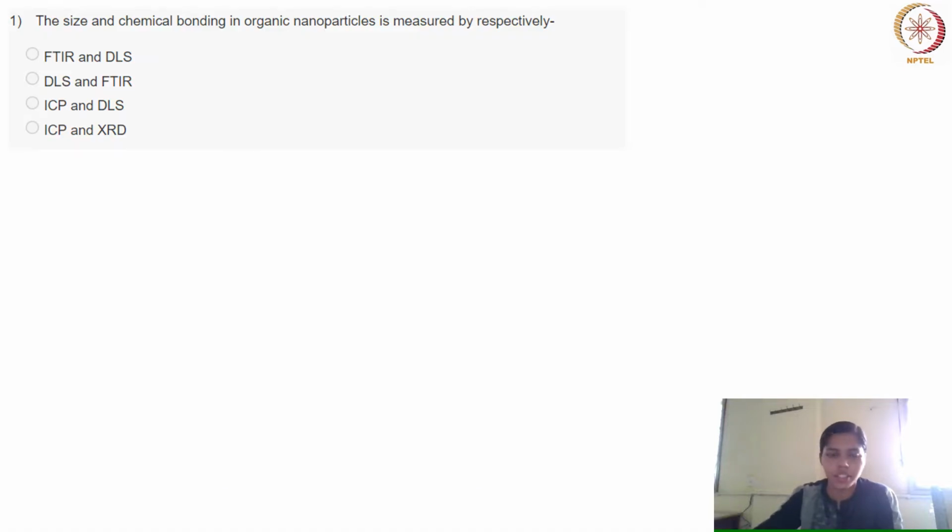So here is your first question. So let me take this pen. The first question is, the size and the chemical bonding in the organic nanoparticle is measured by the, respectively. So one technique is used for measuring the size of the nanoparticle and the other one is used to find out the type of the chemical bonding. The options are FTIR, DLS; FTIR, ICP; and DLS and ICP; and XRD.